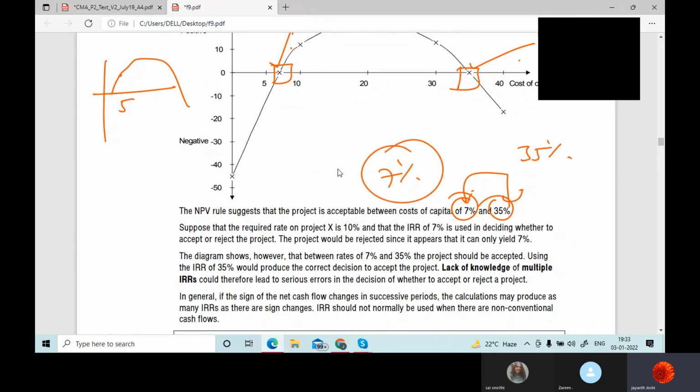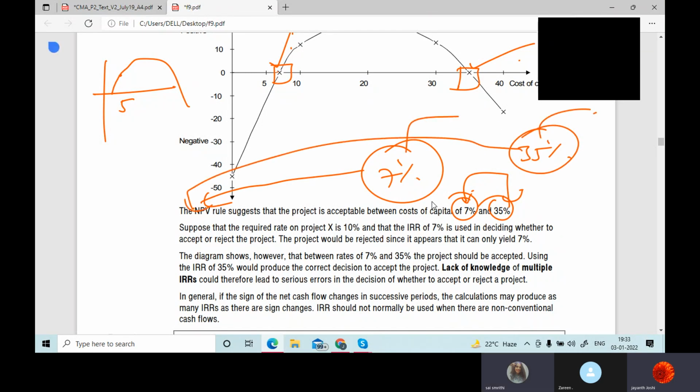So here 7% is an IRR and 35% is an IRR. That means this is the rate at which your NPV of the project is 0, and this is another rate at which your NPV is 0. Both rates give you the break even, meaning your PV of inflows is equal to PV of outflows at 7% and at 35%. But which one should we take as a reinvestment rate, or at which rate should we accept the project? We have discussed that, more than or less than the hurdle rate.